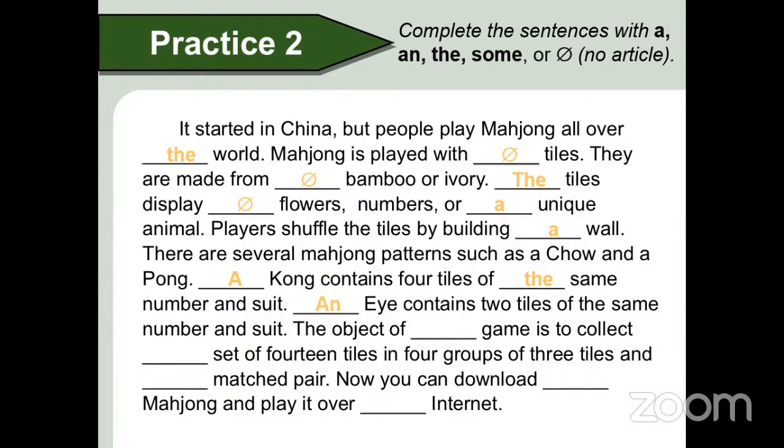The object of, no article, the object of the game. Okay, in that case it's the game, right? The object of the game is to collect a set of 14 tiles in four groups of three tiles and a matched pair. Yes. Now you can download.